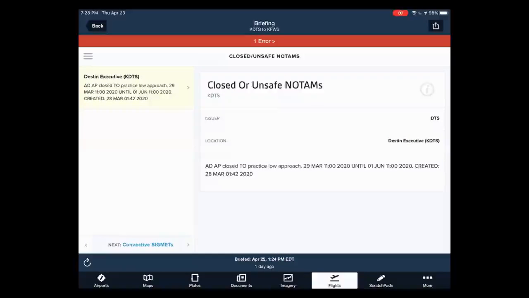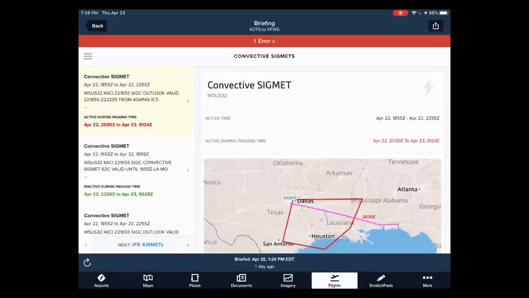The closed or unsafe NOTAM, of course, is pertinent if it possibly shuts the airport you're trying to get to down. In this case, we've got an aerodrome NOTAM that the airport is closed to practice low approaches. And then, of course, that is effective for a significant period of time, certainly through May into June. In this case, this is at Destin. So no practice approaches into Destin until June 11th, at least. All right, so let's get into our weather products.